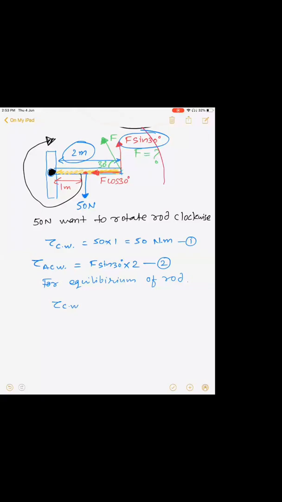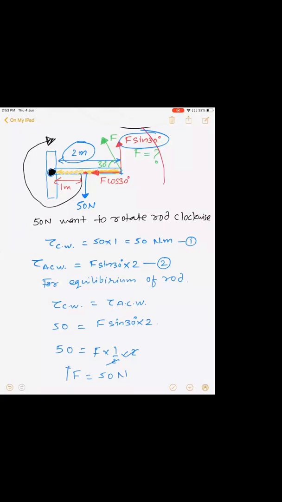Now for equilibrium of the rod, clockwise torque must be equal to anti-clockwise torque. So 50 is equal to F sin 30 into 2. These two must be equal. So 50 is equal to F into 1 by 2 into 2, which Ankita solved very fast.